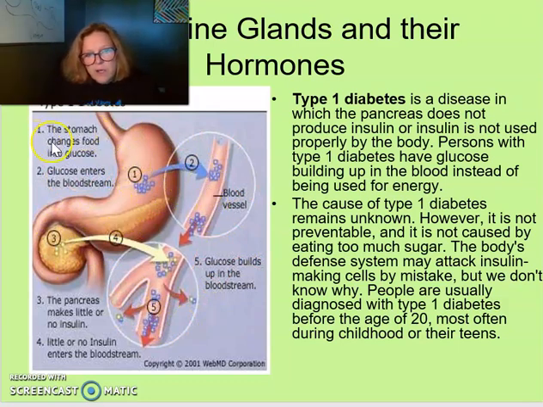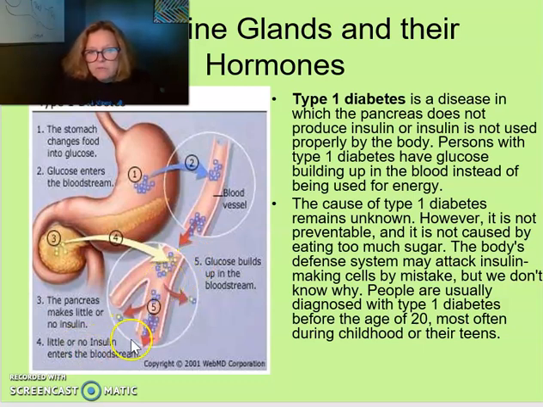So here we have the stomach changes food into glucose, so that's happening here. Technically this diagram isn't quite correct because this would start happening up in the mouth. But anyways, the carbohydrates are being broken down into glucose. The glucose is entering the bloodstream, and then glucose will be building up in the bloodstream here. And the pancreas here is making not enough insulin, or maybe even no insulin, and it's not able to take that glucose out of the bloodstream and store it as glucagon.